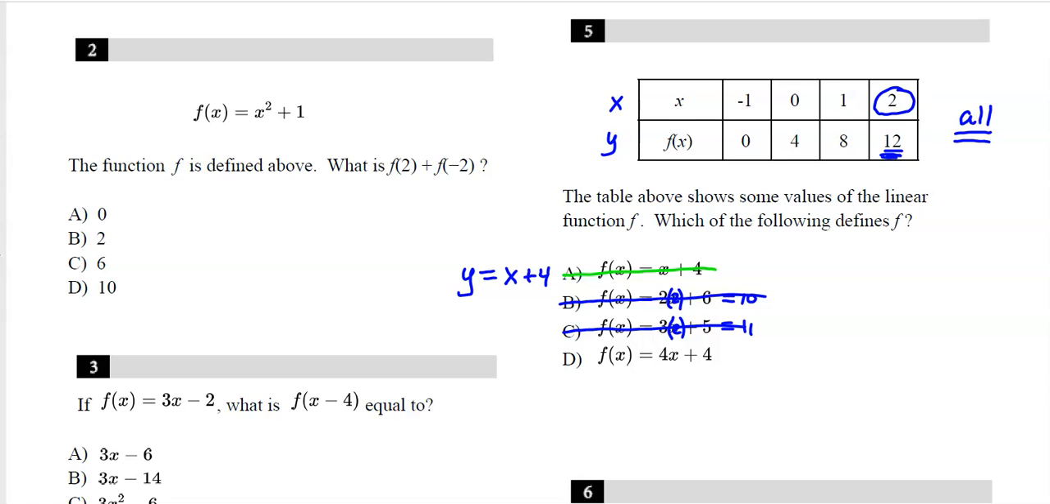And I might want to try a couple other numbers just to see. So maybe we'll go over and maybe I'll try this one. I'll put 0 in for x. And yep, that checks out to be 4. So I think we're okay. So that's one way you can do it, is you can plug the points in.